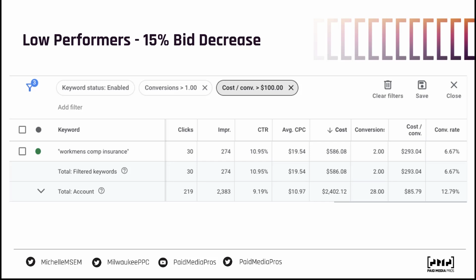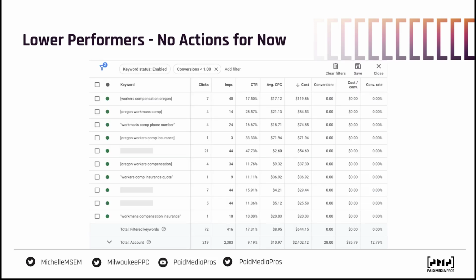try to bring it down a little more slowly, but 15% is kind of the highest I like to do on a weekly basis. Another low performer review that I always do is find all the keywords that have no conversions and then put them descending by spend. So here, that top keyword, workers' compensation Oregon, has about $120 in spend, but no conversions. Everything else is below the target CPA that we're looking at.